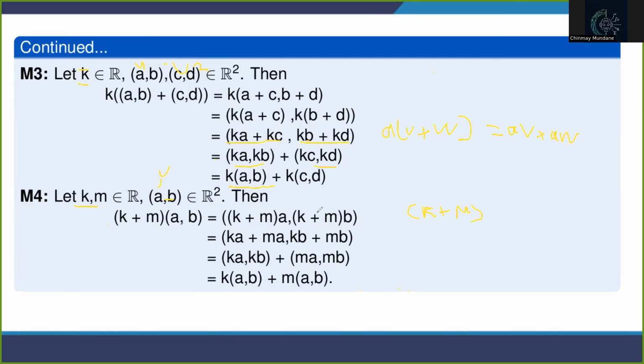Let's say this is v. So ultimately this becomes what? V dot k and m you can add, or you can just do k into v plus m into v. Both will be the same. So there's nothing wrong with this.